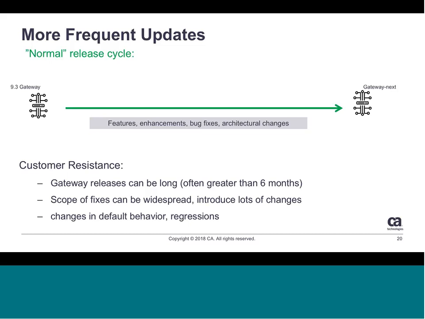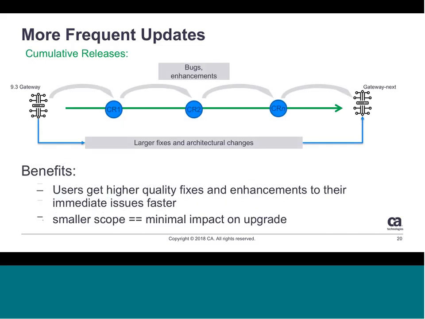We also know that sometimes we make changes in default behavior and there are regressions within the product. We know that this is a bad customer experience and we want to be able to minimize those as much as possible and take that fear away from our customers in terms of being able to move to that next version. So with that in mind, we've actually started a more frequent cumulative release process. This is designed, again, to release smaller fixes faster through a series of cumulative releases.